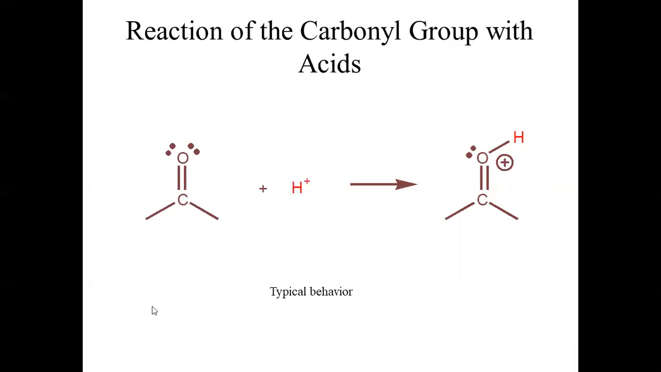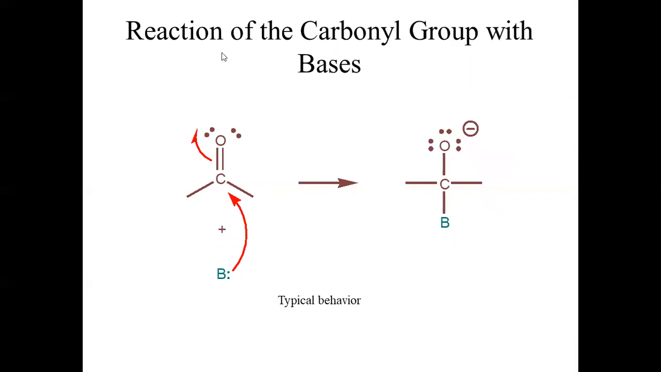Reaction of the carbonyl group with acids. This is the typical behavior of the carbonyl group. When the carbonyl group comes in contact with an acid, the proton will be taken up by the oxygen of the carbonyl group. When the carbonyl group comes in contact with bases, which are electron rich, they will attack the electron deficient carbonyl carbon. The pair of electrons will shift onto oxygen. That is the typical behavior, forming a negatively charged oxygen as the product.